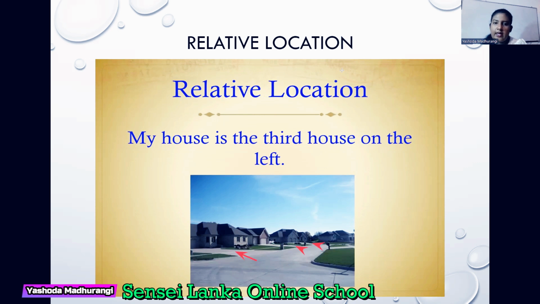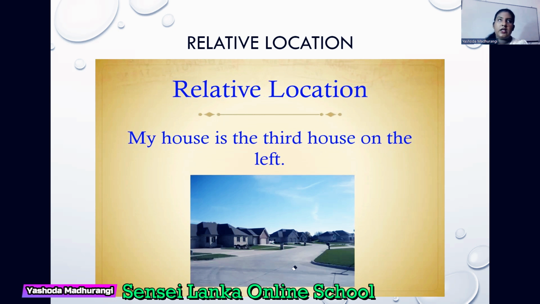That is relative location. See how easy? We are going to tell our house by using the surrounding things. How can we find the third house? We have to look at one. We have to look at the second house. And then our one is the third. So to tell the location of our house, we use the surrounding things.